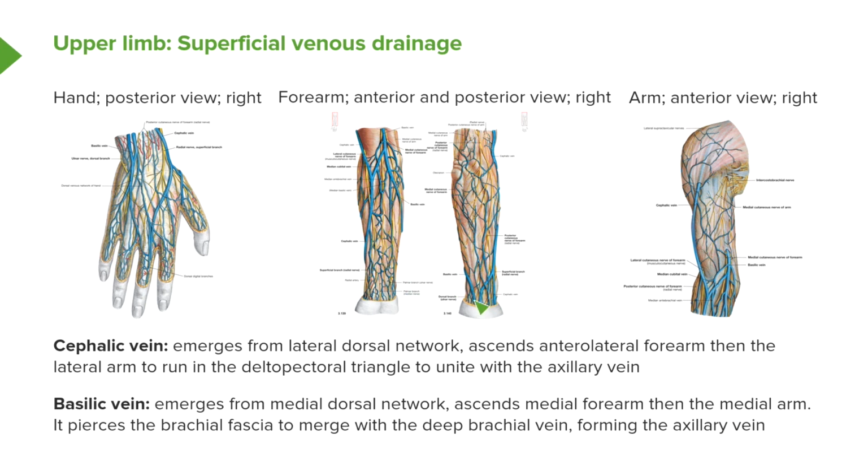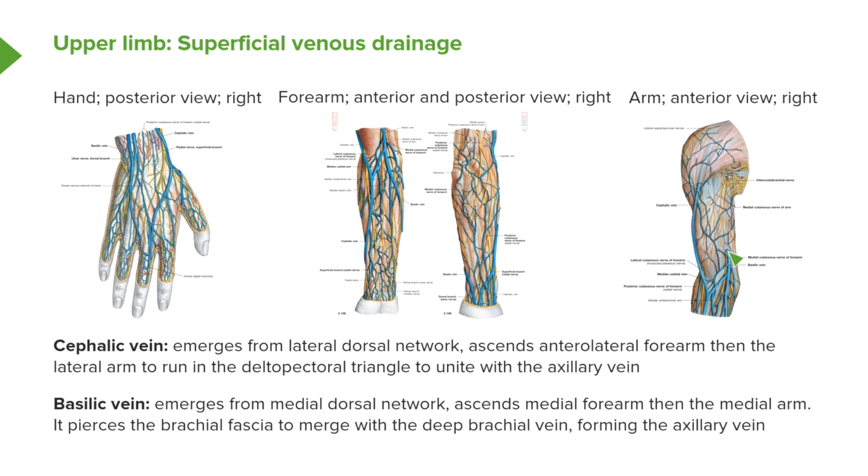We can see it coming from the medial aspect of the basilic vein and then running up. We see the basilic vein running all the way up, passing into the arm. Here again, we can see it pierces the brachial fascia, and it unites with the deep brachial vein to form the axillary vein.